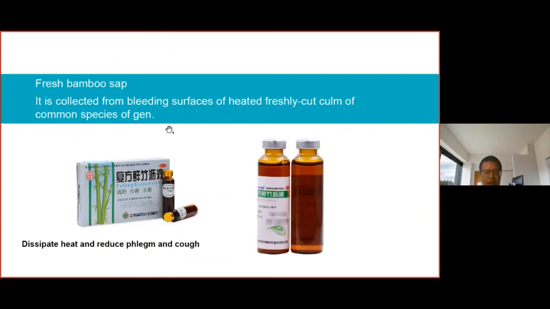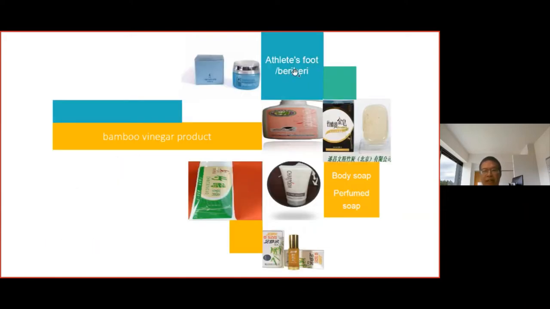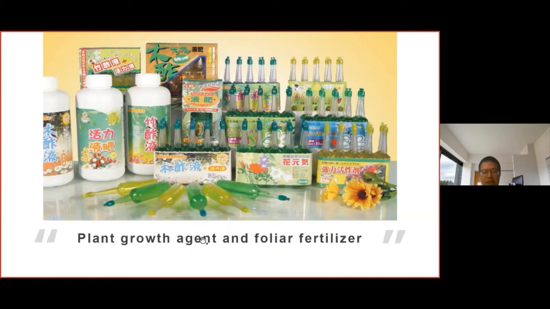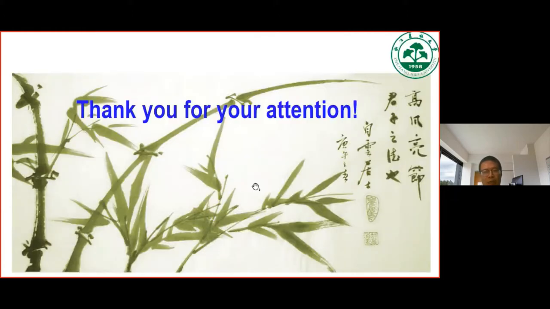So I show you some pictures of bamboo charcoal and bamboo vinegar products: fresh bamboo sap, isolated fruit, bamboo body soap, perfumed soap, toothpaste, and so on. Plant growth agent and fertilizer of bamboo vinegar. That's all my presentation. Thank you.